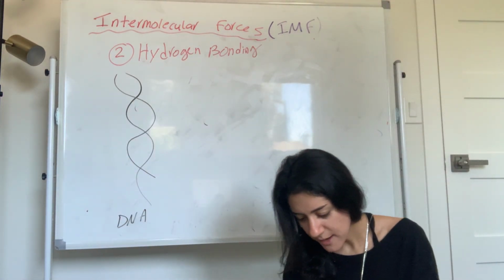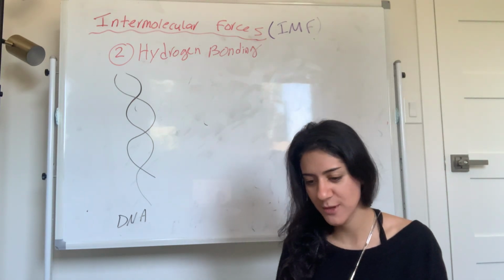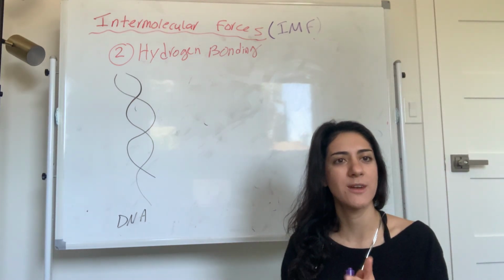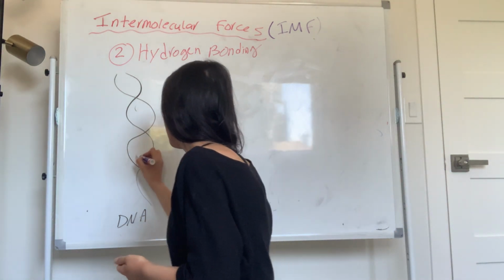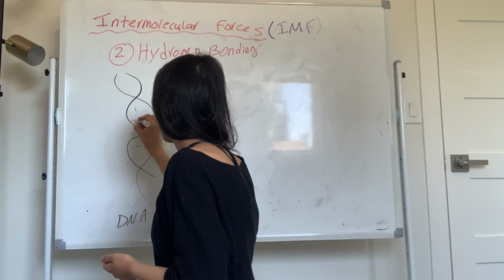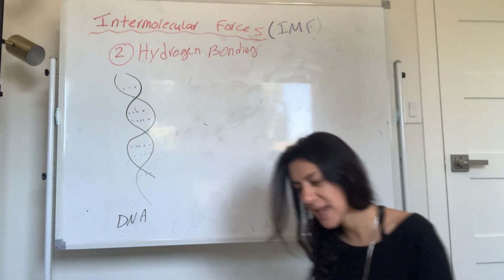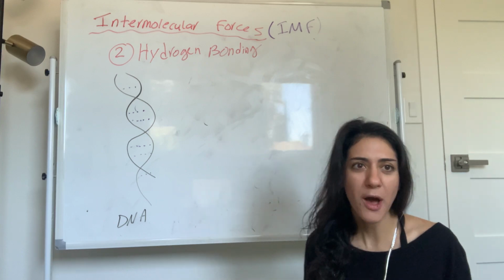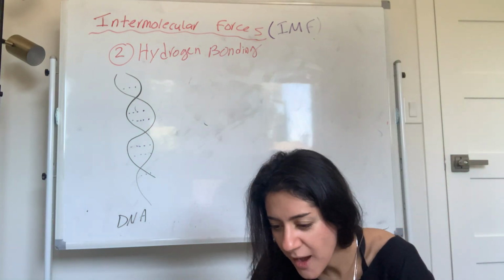Now, what holds the two strands of DNA together? What do you think? What holds the two strands of DNA together? Hydrogen bonding. So hydrogen bonding is responsible for holding the strands of DNA together. Okay, so hydrogen bonding technically is responsible for you being you.